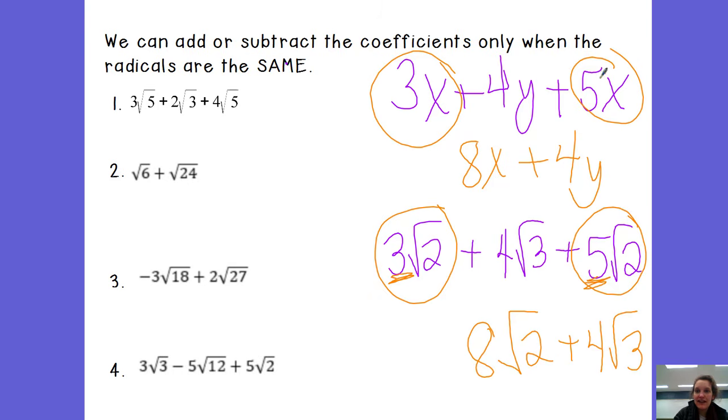So just like I can add x's with x's and y's with y's, I can add things with root 2 and not add them with things that have root 3. So you have to check the number underneath the radical. That's for adding or subtracting. You can only combine things that have the same number underneath the radical, and you're going to add or subtract the coefficients, keeping the number underneath the radical the same.